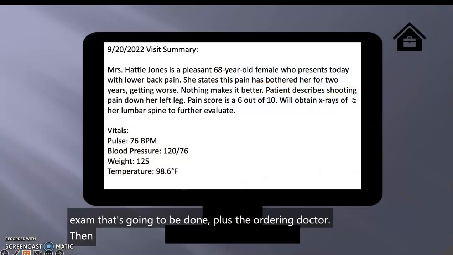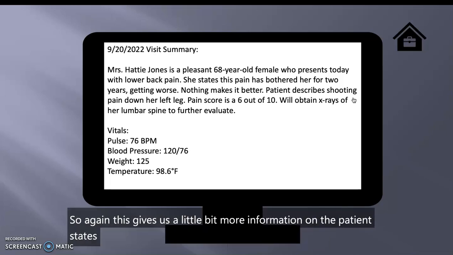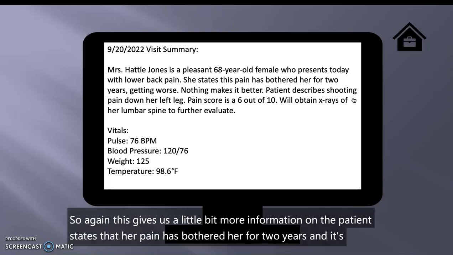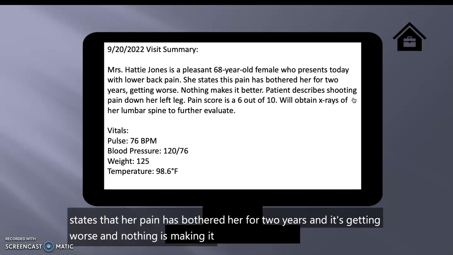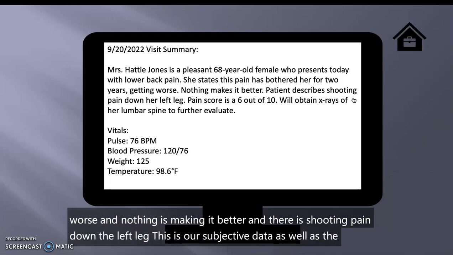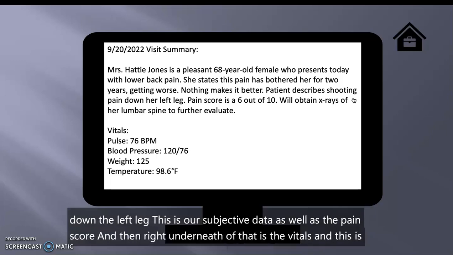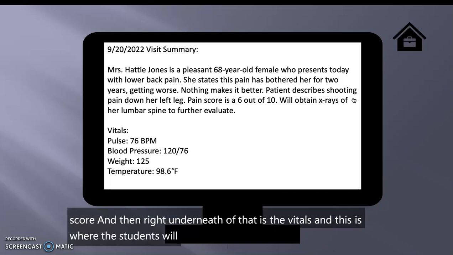Then clicking on the computer, this is the patient's chart. So again, this gives us a little bit more information. The patient states that her pain has bothered her for 2 years and it's getting worse and nothing is making it better. And there is shooting pain down the left leg. This is our subjective data, as well as the pain score. Right underneath of that is the vitals, and this is where the students will obtain their objective data for the worksheet.